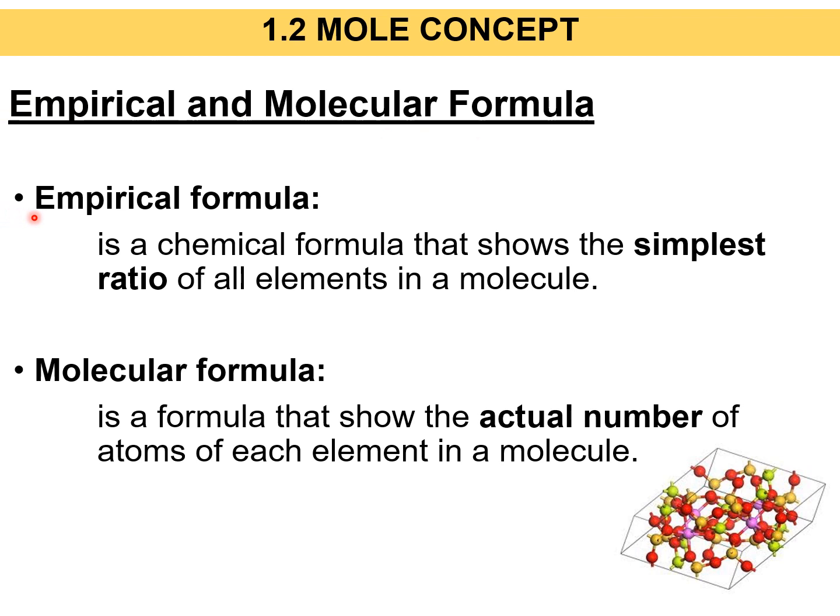By definition, empirical formula is a chemical formula that shows the simplest ratio of all elements in a molecule. Molecular formula is a formula that shows the actual number of atoms of each element in a molecule.